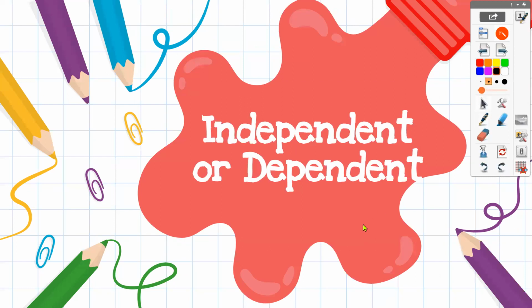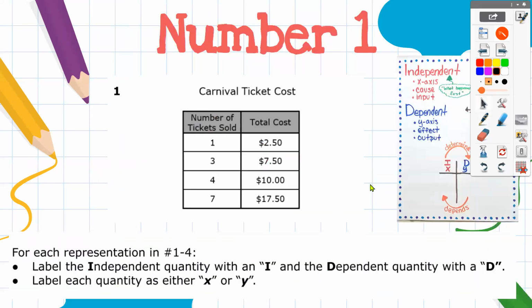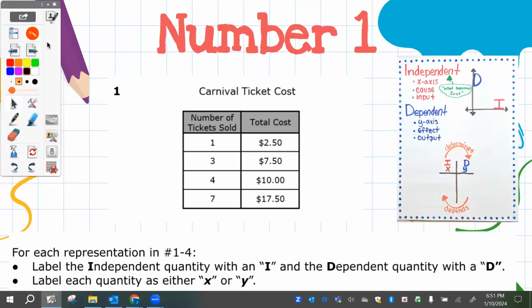Alrighty, let's look at our homework. It should be titled Independent and Dependent Practice. Looking at number 1. Now, you'll see this anchor chart over here on the right-hand side. That is also posted in the room. So please make sure you're looking at it as you go through, because it's going to be very, very helpful for you. All right, number 1 says, down here at the bottom, for numbers 1 through 4, label I for the independent quantity and D for dependent, and label X and Y.